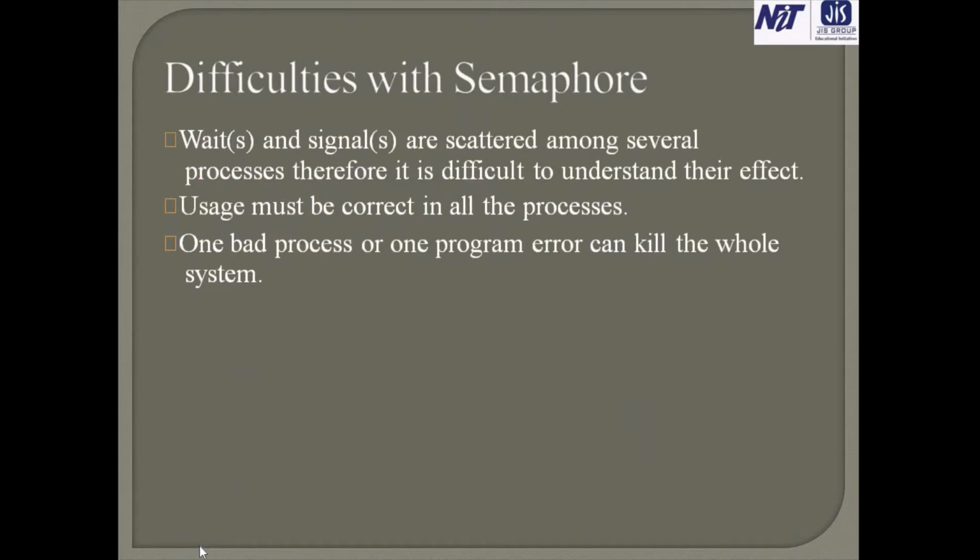Now there are difficulties with semaphores, that is, wait and signal are scattered among several processes, therefore it is difficult to understand their effect. The usage must be correct in all processes. One bad process or program error can kill the whole system. So we have to very carefully use wait and signal.